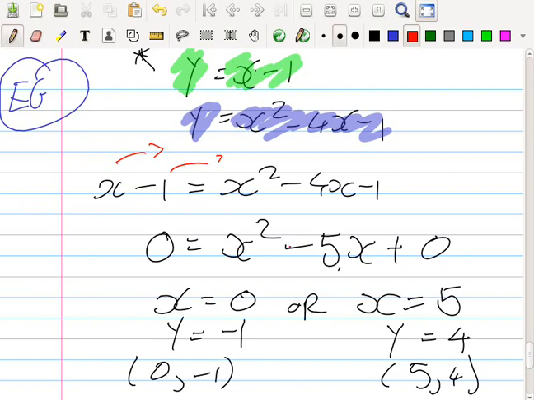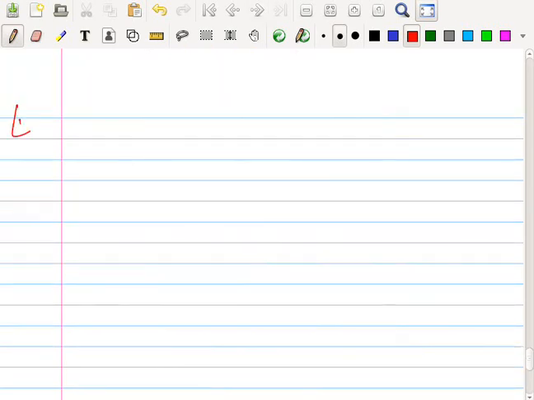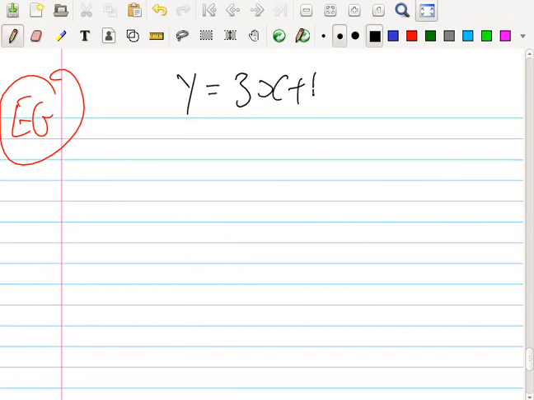I'll do one more example like this, okay? So next example, I have y equals 3x plus 13, y equals minus x squared minus 7x minus 8. This equals y, that equals y, so this equals that.